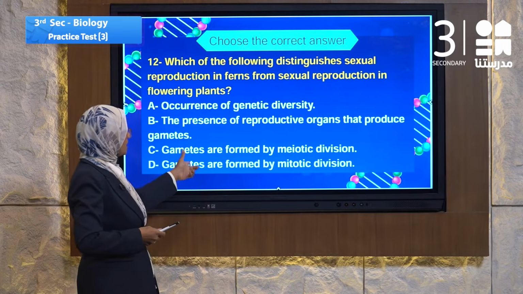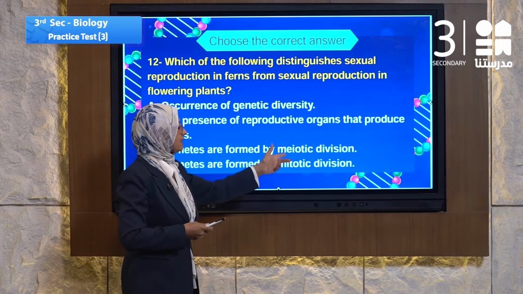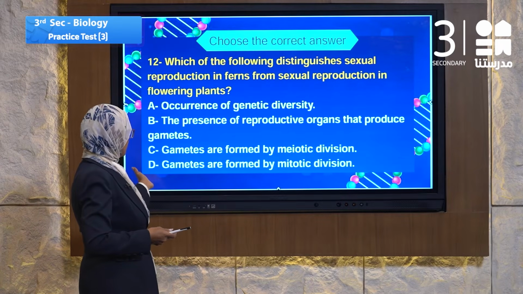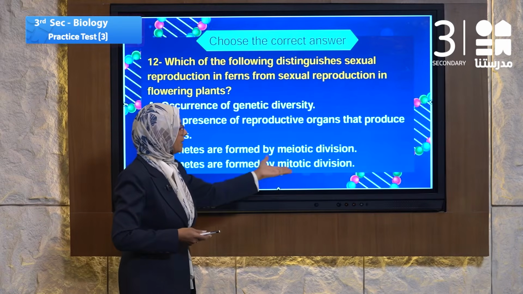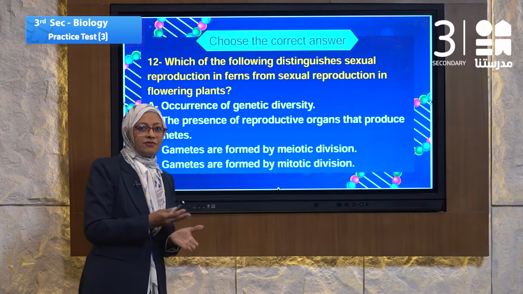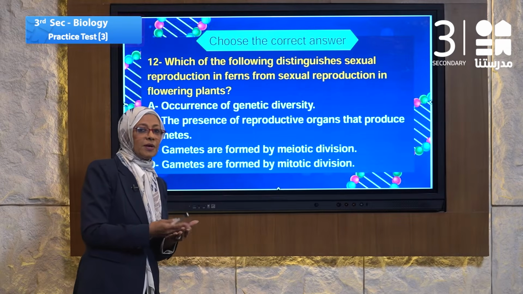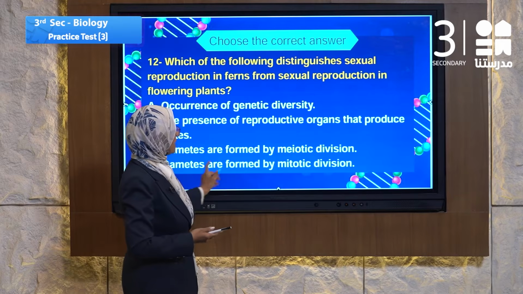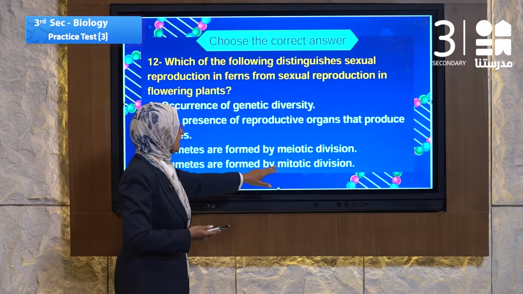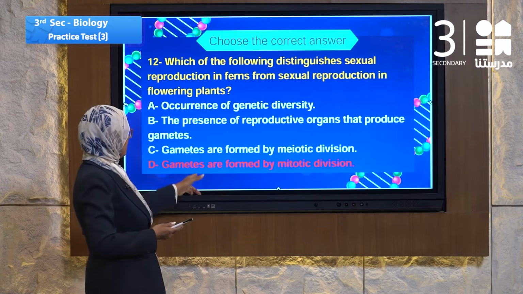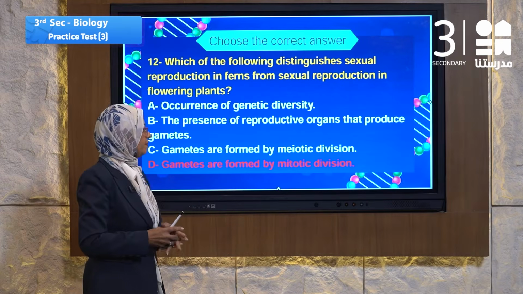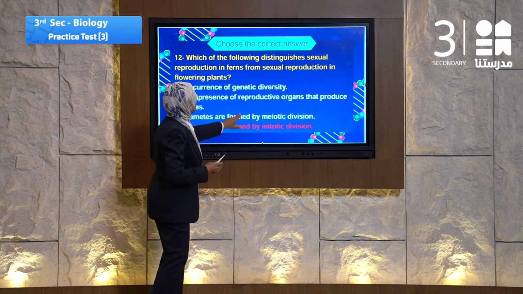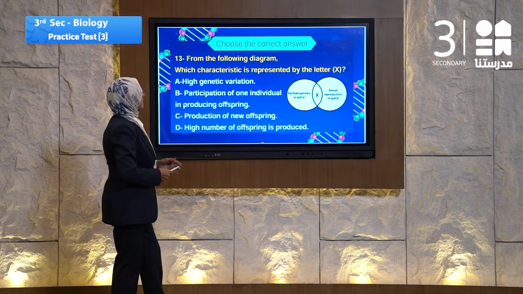Number C, gametes are formed by meiotic division. No, let's go to D. Gametes are formed by mitotic division. Yes, in ferns, gametes are formed by mitotic division, but in sexual reproduction in flowering plants, the gametes are formed by meiotic division. So the answer must be number D, gametes are formed by mitotic division. Here is the comparison between them. Let's go to question number 13.